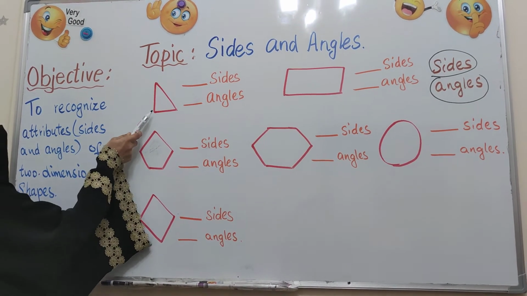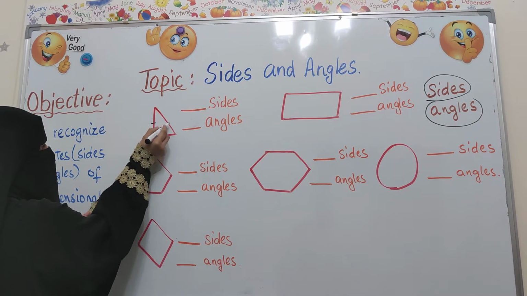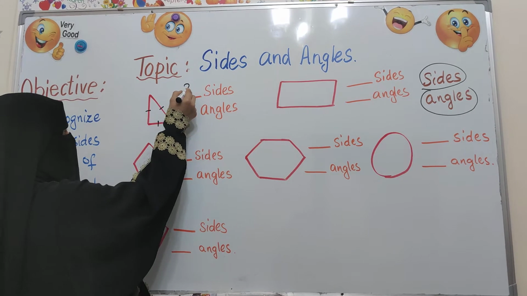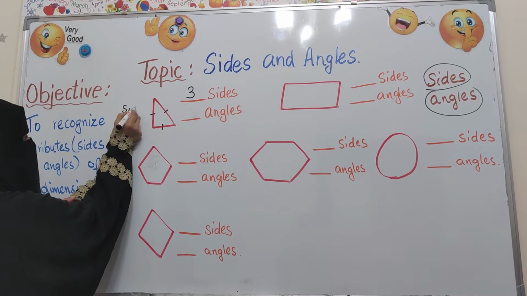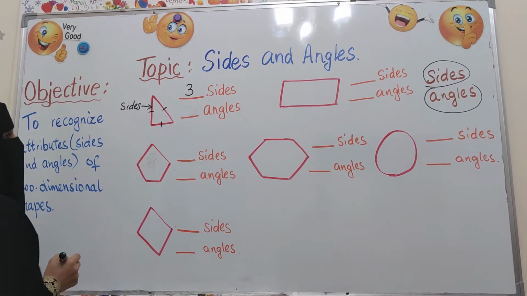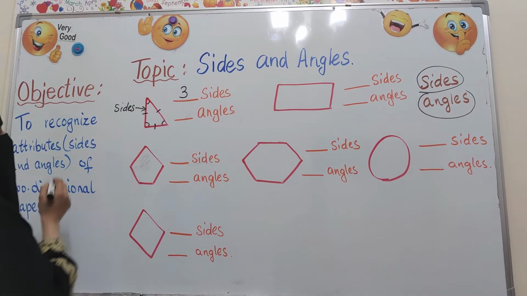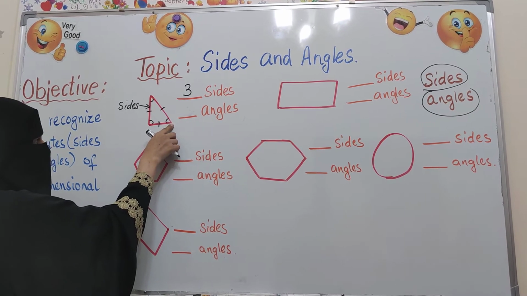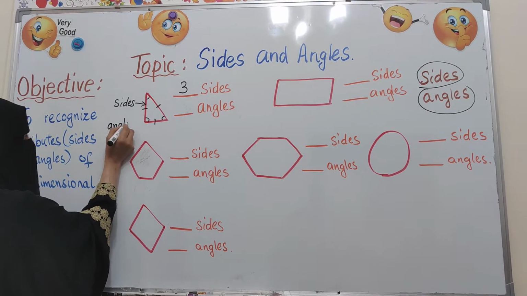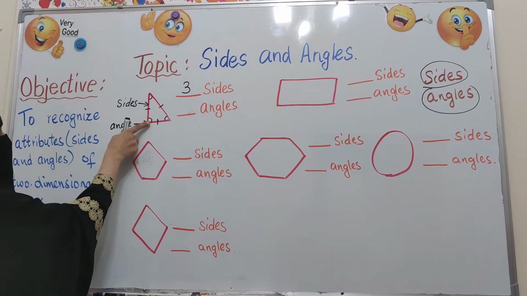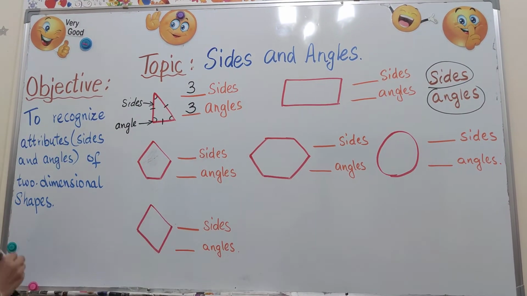Now the first one, it is a triangle. How many sides does it have? 1, 2, 3. So it has 3 sides. Remember, these are called sides. Now for the angles, these are the angles. The two lines meeting at a point is making an angle. So this is called an angle. So how many angles do I have here? 1, 2, 3. So I have 3 angles.